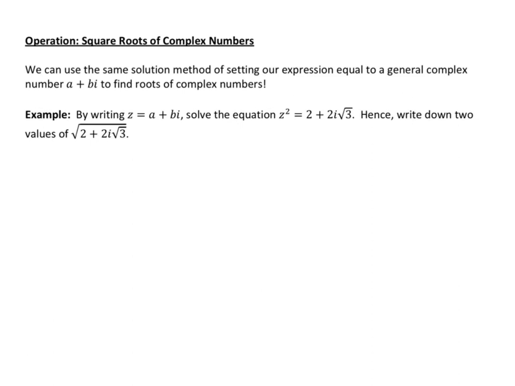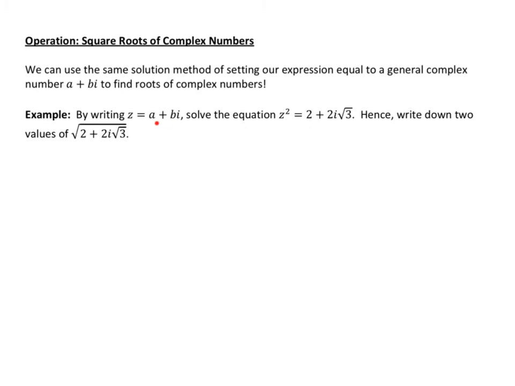So now that we've talked about how to divide complex numbers, I want to share with you, we can actually take square roots of complex numbers. And we can do it by using the exact same solution method of setting the expression that we want to square root equal to some sort of a general complex number a plus bi, and then solving an equation to find roots. So I'm going to go through this example with you here, right?